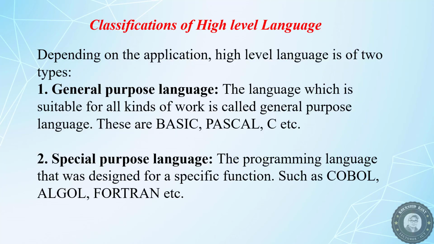Classification of high-level language. Depending on the application, high-level language is of two types. 1. General purpose language. The language which is suitable for all kinds of work is called general purpose language. These are Basic, Pascal, C, etc. And 2. Special purpose language. The programming language that was designed for a specific function, such as COBOL, ALGOL, Fortran, etc.